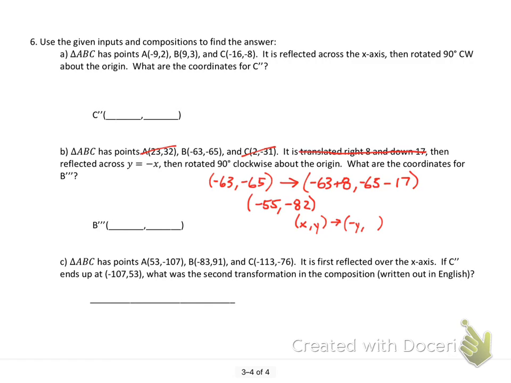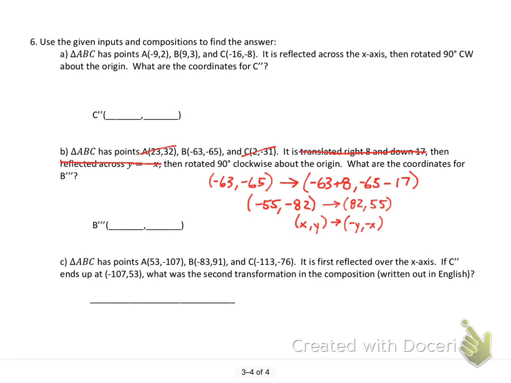Negative y, negative x. I don't have to do calculations on this one, but I am going to flip the coordinate order and change the sign of both of them. So negative 55, negative 82 becomes positive 82, positive 55. You guys with me on that? Okay, I'm not going to do the last part, but I'll go ahead and cross off that we did the reflection over y equals negative x.